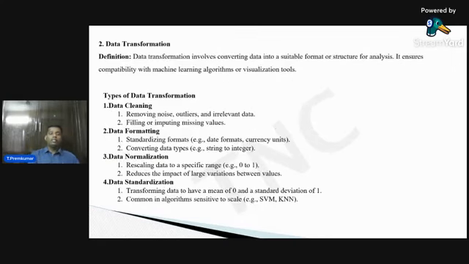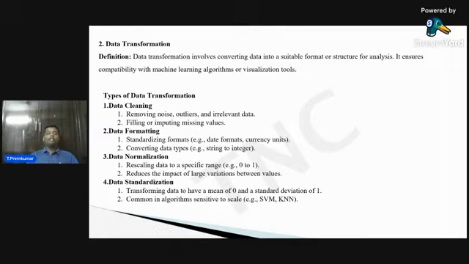And after integration, we go for the transformation. In the transformation, it is going to do some conversion. What type of conversion it is going to do is convert data into a suitable format or structure for analysis. It is also going to ensure compatibility with machine learning algorithms as well as visualization tools. So here we have some of the types of data transformation: data cleaning, data formatting, data normalization, and data standardization.